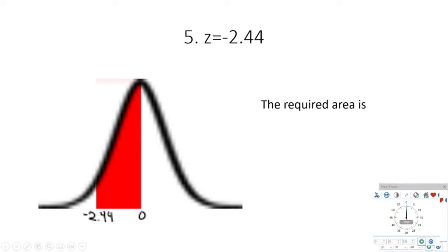The required area under the normal curve when the z-score is negative 2.44 is 0.4927 or that is 49.27%.